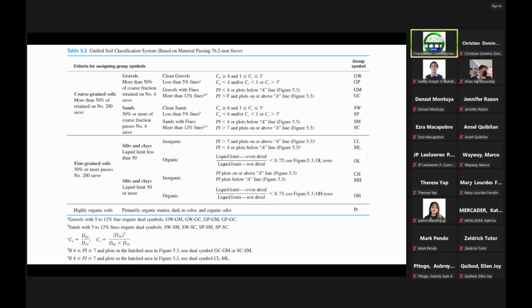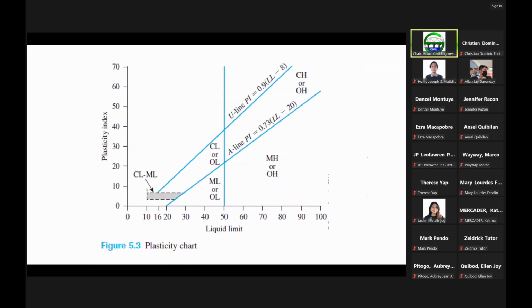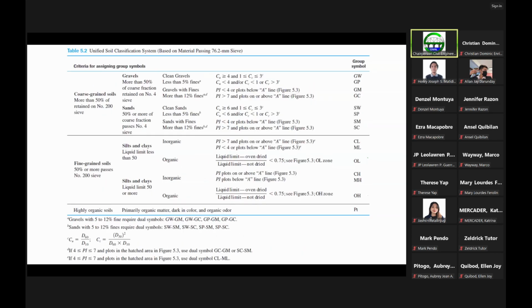There's nothing in between. How about if your PI is between 4 and 7? So that's the footnote here, that if the PI is greater than or equal to 4, but less than or equal to 7, and plots in the hatched area in figure 5.3, this one here for example, this is the hatched area, then we can use a dual symbol, GC-GM.